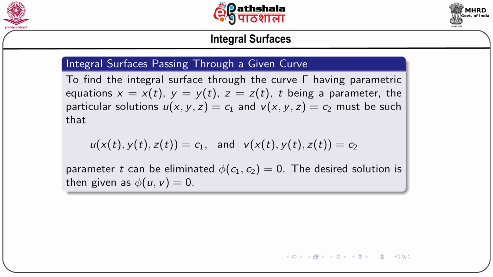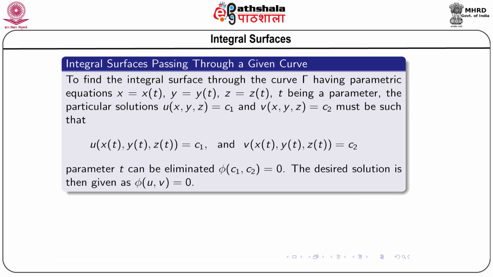So, u equals C1 and v equals C2 are solutions on the curve. Therefore, u(x(t), y(t), z(t)) equals C1 and v(x(t), y(t), z(t)) equals C2, where t is the parameter. And from these two equations one can eliminate t to find a relation of the form phi(C1, C2) equals 0. Therefore, our desired solution, or the general solution of the given quasi-linear equation, is phi(u, v) equals 0.